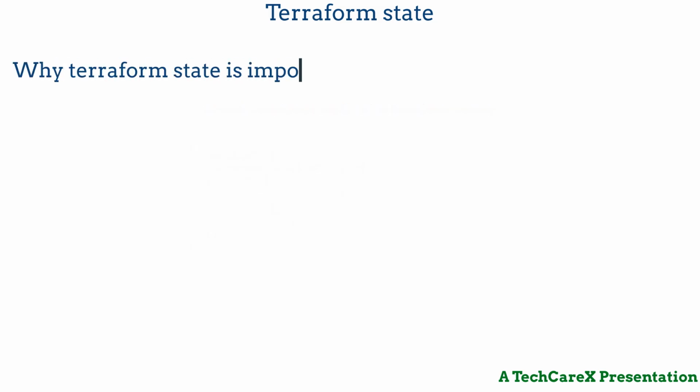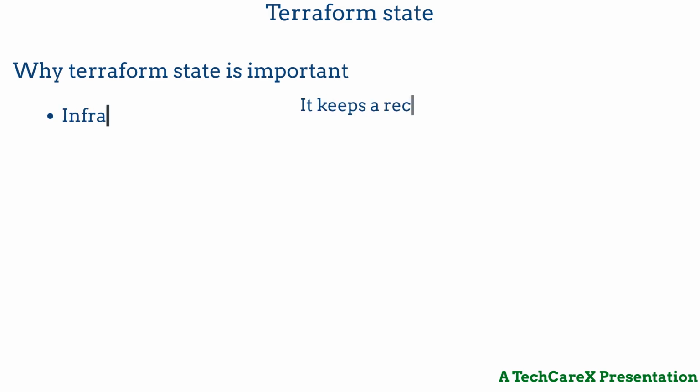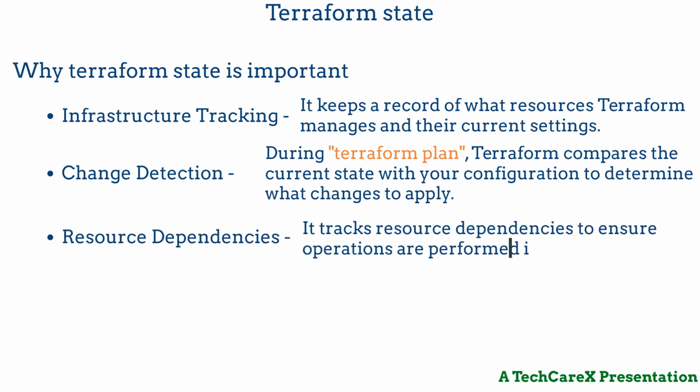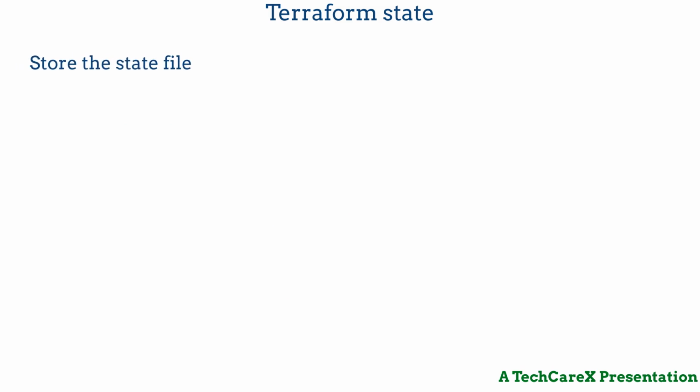Why is the Terraform state important? Terraform state is the main functionality that distinguishes Terraform from other IaC tools. The main objectives of keeping a state file are: 1. Infrastructure tracking, 2. Change detection, 3. Resource dependencies, 4. Collaboration.